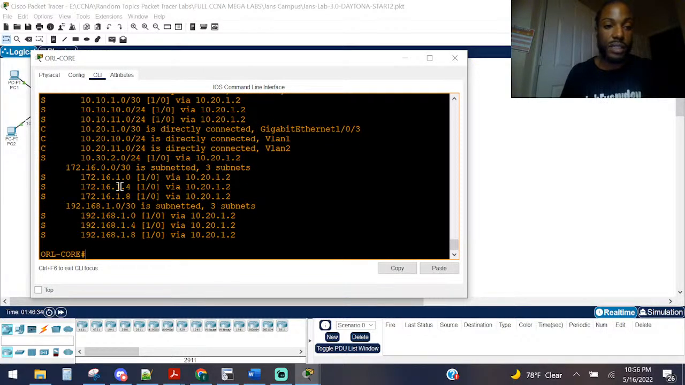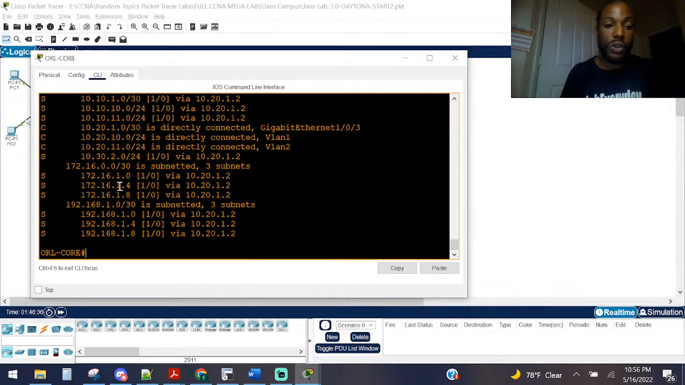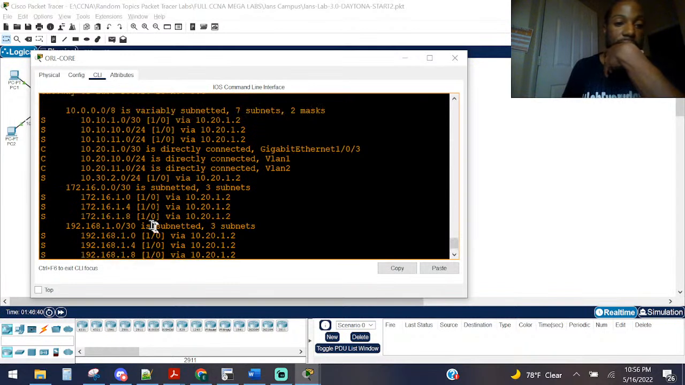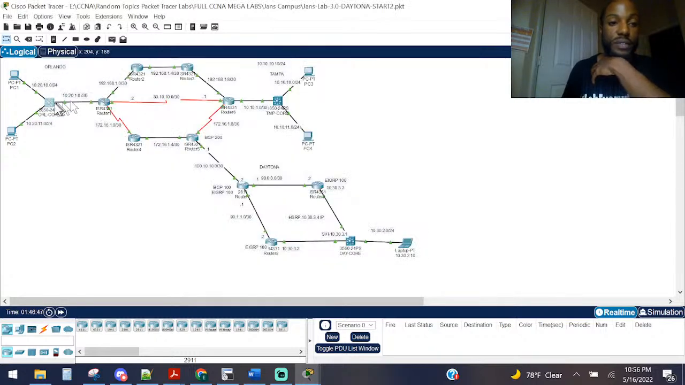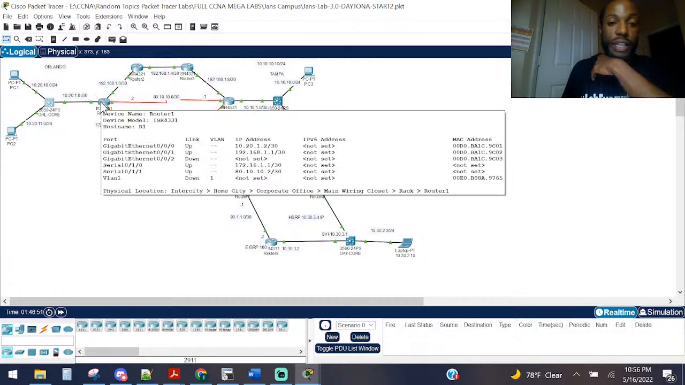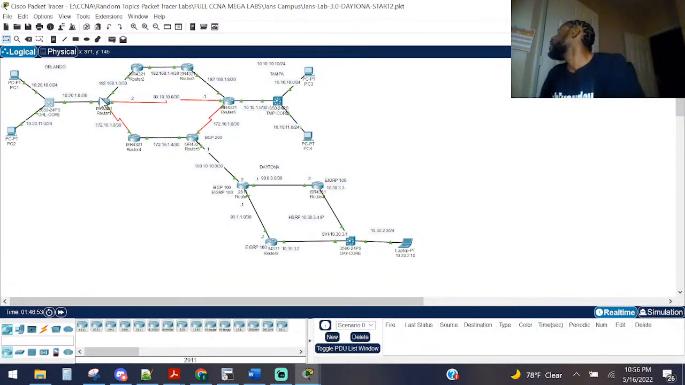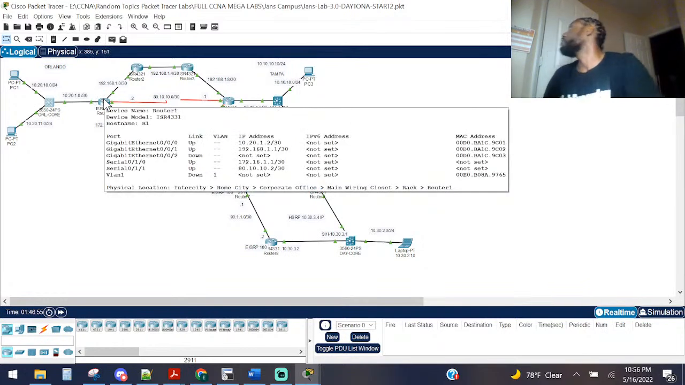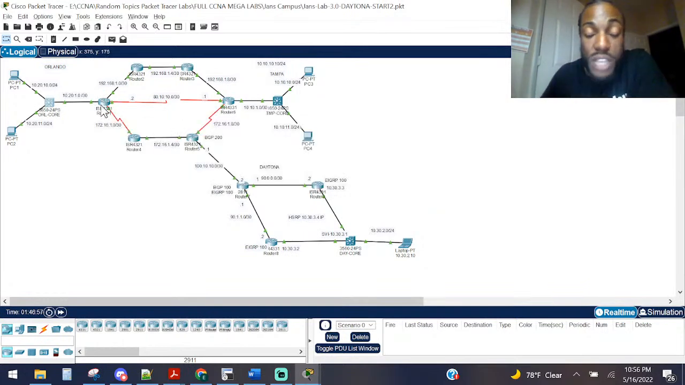See, he knows how to get to... yeah, he doesn't know anything that's beyond router 5. But he does have 10.32.0, and he said it's his next hop, 10.20.1.2. When you ping from... okay, so BGP default network. No, there was something like default-information originate, if that's what you're trying to say. Nope.